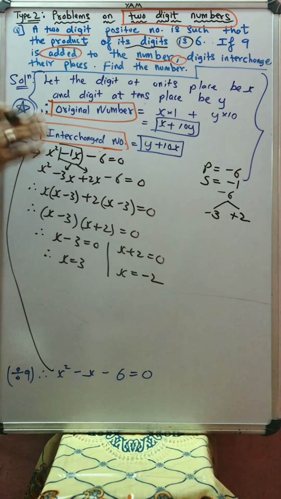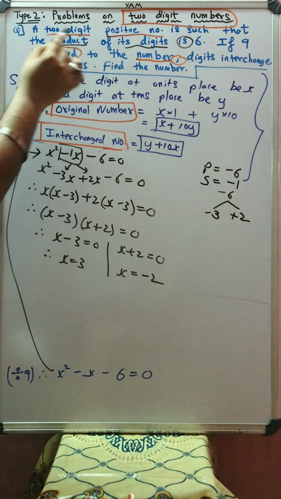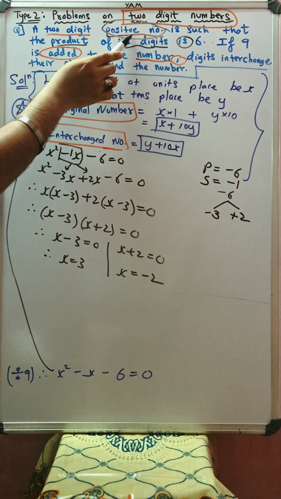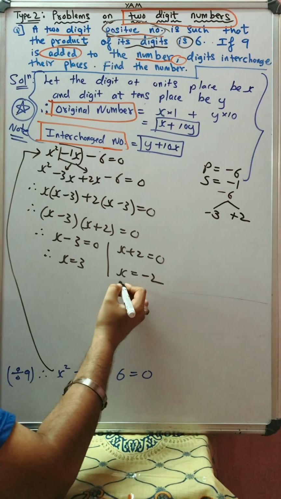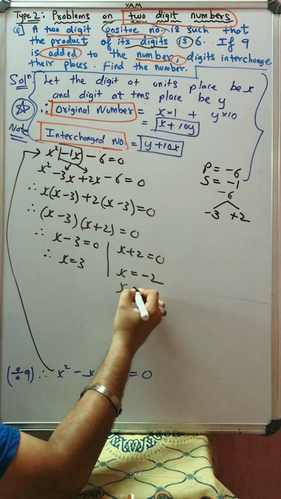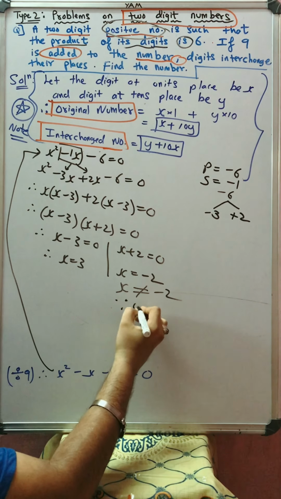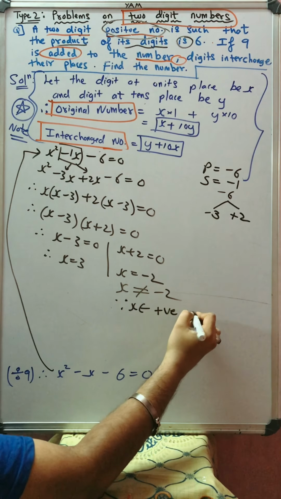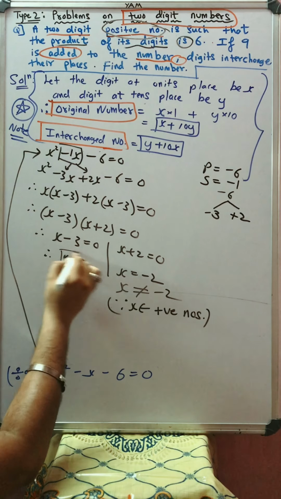But students, pay attention here. It was clearly mentioned in the question: a two-digit positive number. The number is positive. So if the number is positive, x cannot be negative. So I'll say x will not be equal to minus 2. Why? Because x belongs to positive numbers. So x is equal to 3.